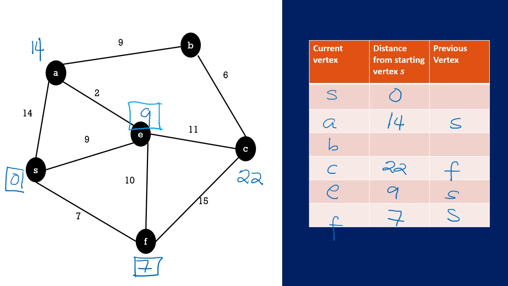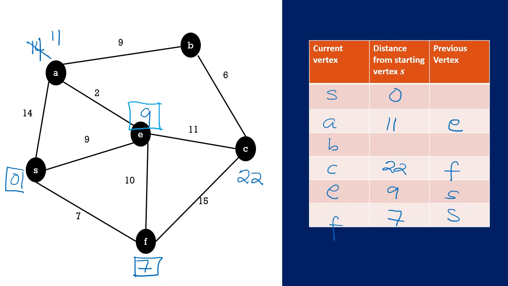Okay. And then again, we will look at the vertices adjacent to E that are not yet boxed. So that's A and C. Right? So what would be the distance of A? So that's 9 plus 2, 11. So that means I would have to update A. So this becomes 11. Here I will erase this. This is now 11, but the previous vertex is E, right?